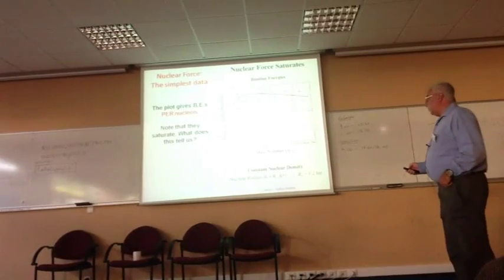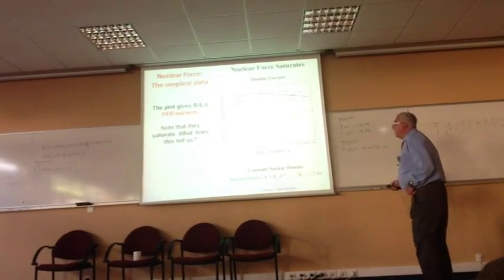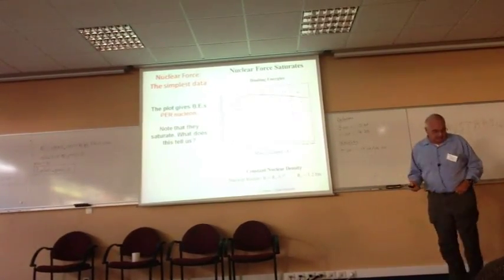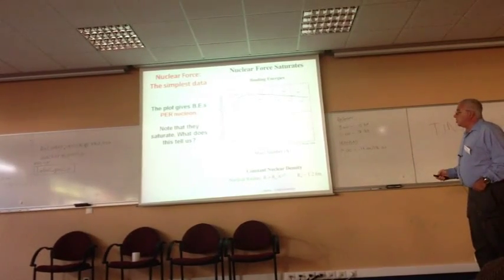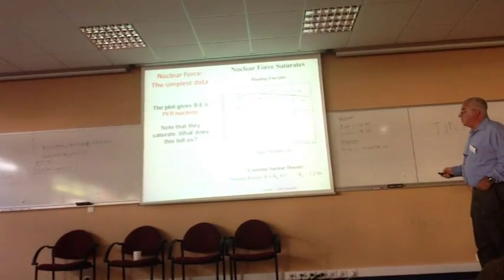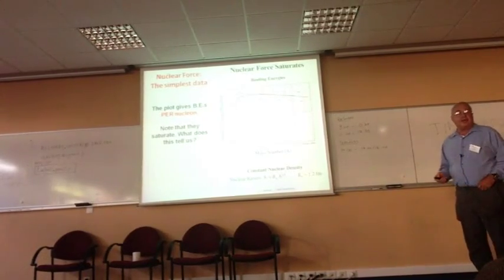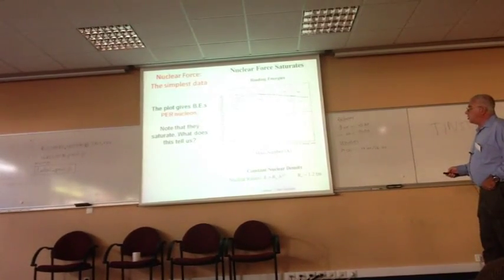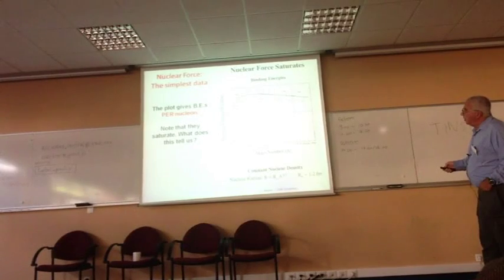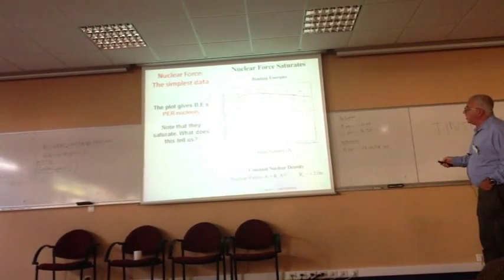So this is about the simplest data you can imagine. It's a plot you've all seen. It's in almost every textbook. It shows the binding energy of a nucleus per nucleon, divided by the number of nucleons. And the scale here is MeV, and this is 0, and that's 10 MeV.